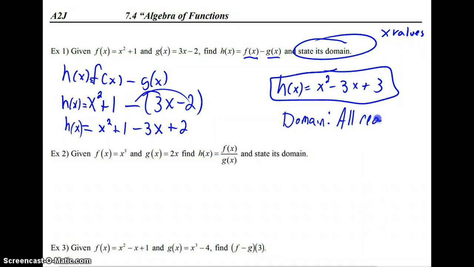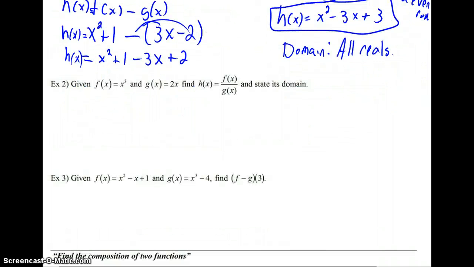What that means is there is no way that an x value can lead to a division by 0 or to have a negative in a root, in an even root. So that's really what we've got for our domain. Let's take a look at number 2 real quickly.